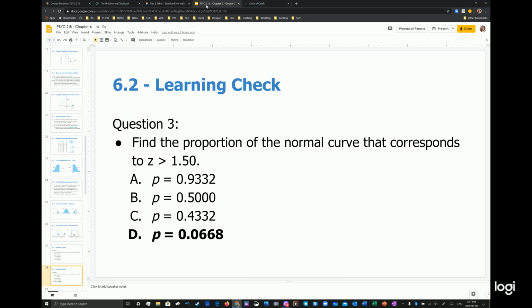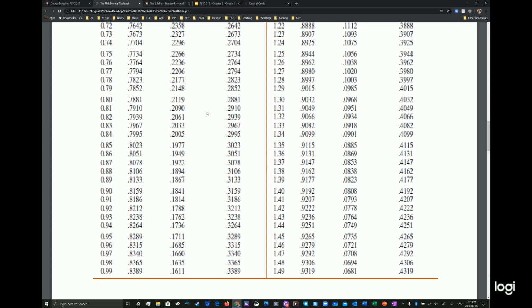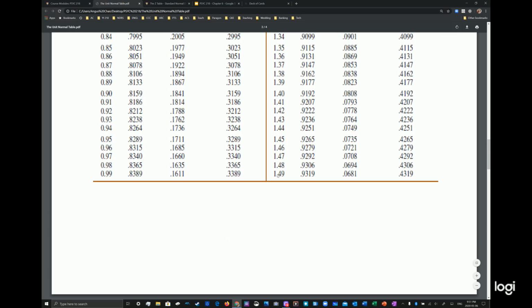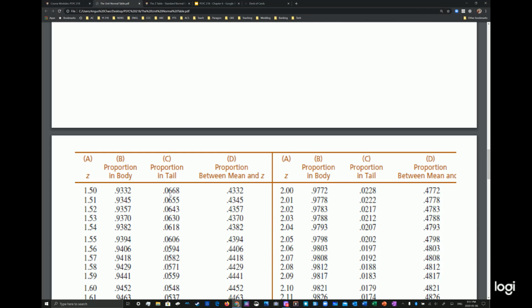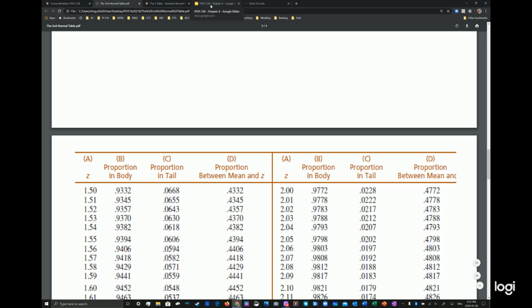So again, a couple clues. The Z value is pretty large, more than 1. And you're looking for something that is greater than 1, or I should say the Z is going to be 1.5 or larger, so the proportion is going to be smaller. So in our unit normal table then, if we go to 1.5 and we look at the tail because it's something larger, yeah, it would be this value right here. Very, very small. 0.0668.